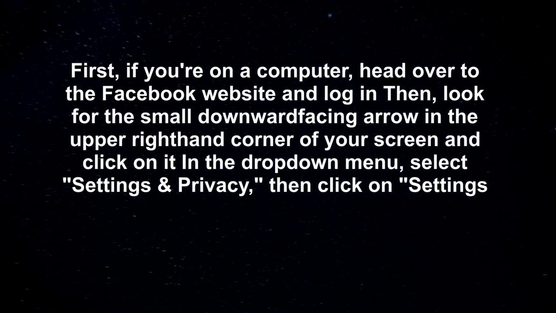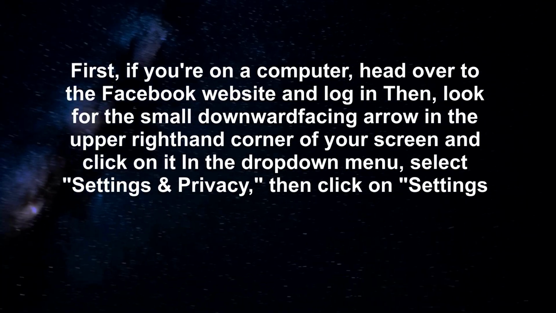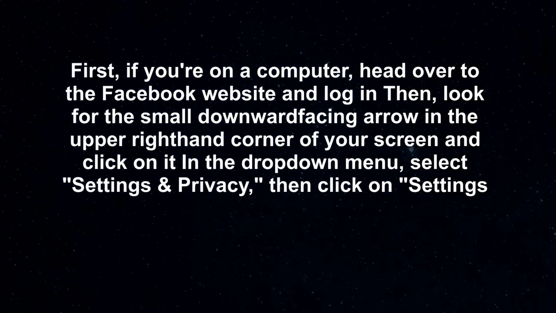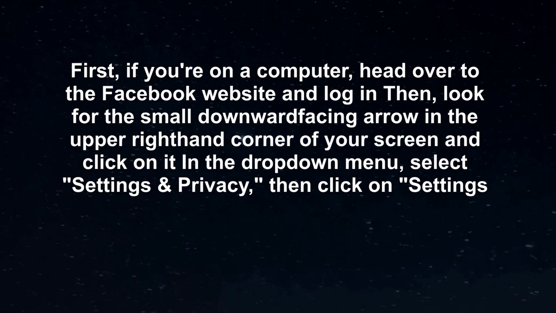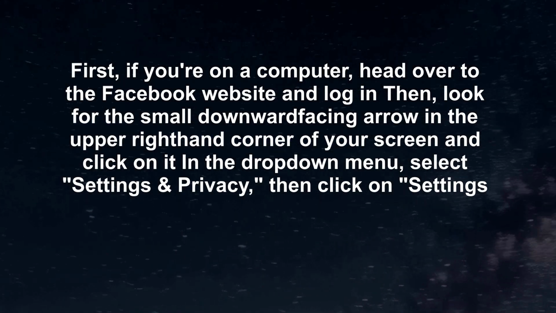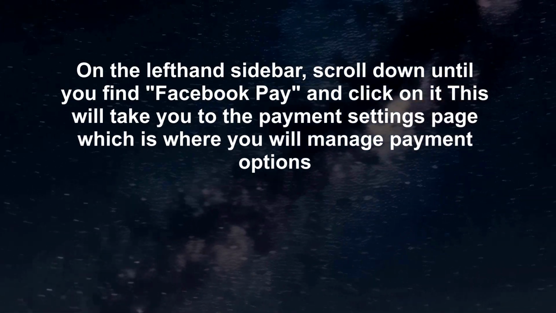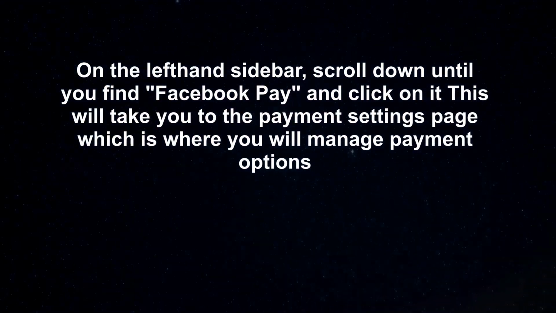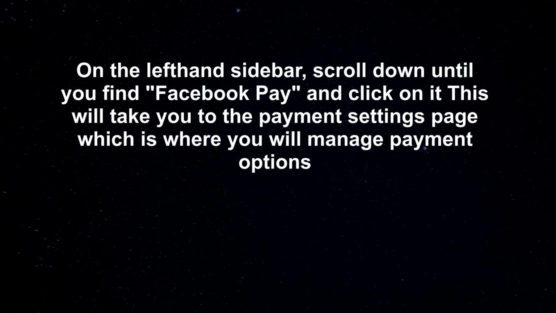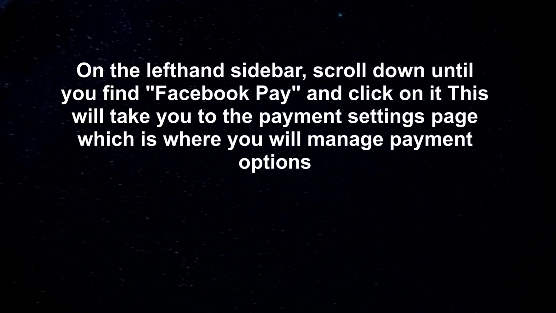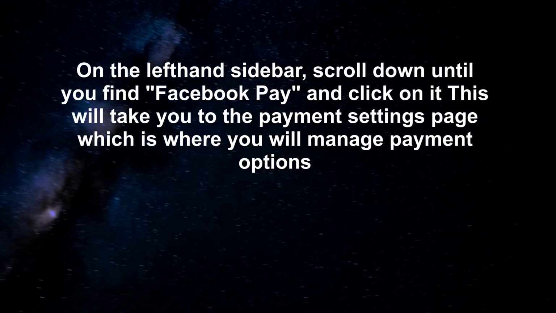Then, look for the small downward-facing arrow in the upper right-hand corner of your screen and click on it. In the drop-down menu, select Settings and Privacy, then click on Settings. On the left-hand sidebar, scroll down until you find Facebook Pay and click on it. This will take you to the Payment Settings page, which is where you will manage payment options.